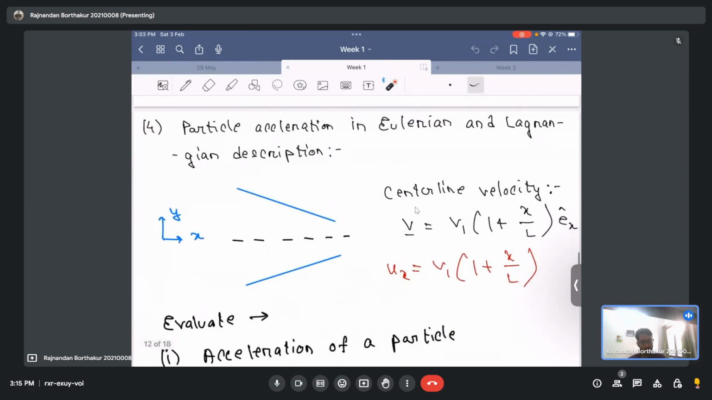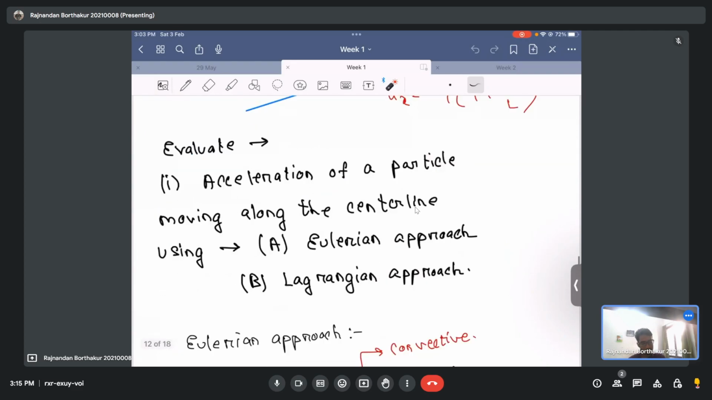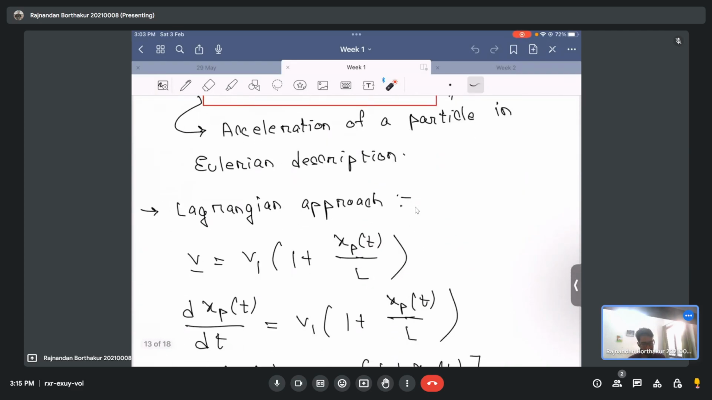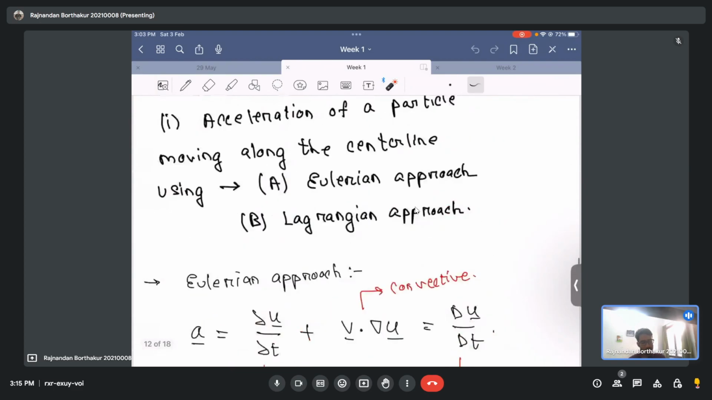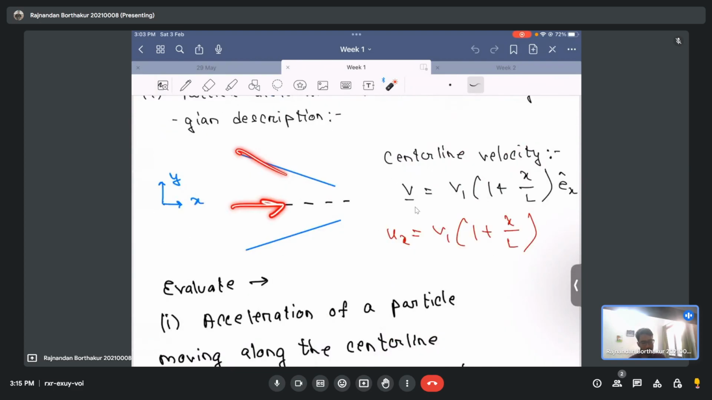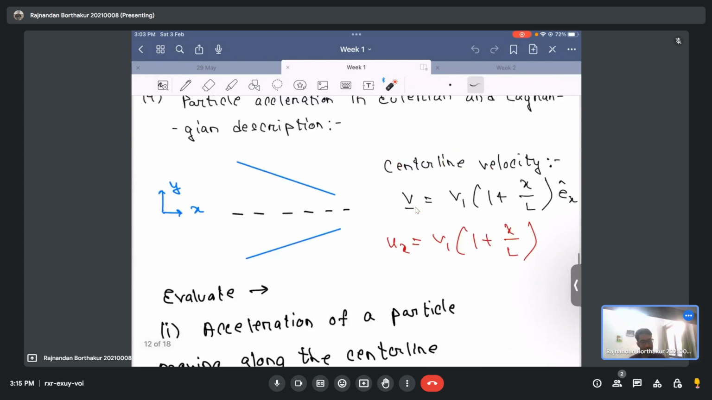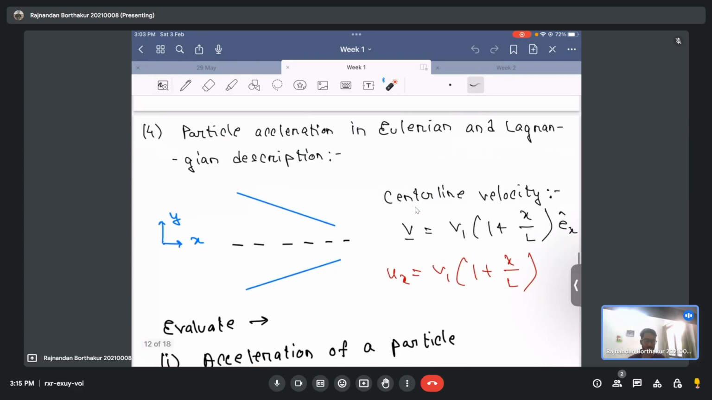Then we solved the problem that is related to the Eulerian and Lagrangian approach. This was a good problem. We were given the center line velocity of a converging nozzle, and the velocity field was given to us. We were asked to calculate the acceleration of a particle moving along this center line using an Eulerian approach, and then calculate the same acceleration using the Lagrangian approach. Eventually we cross-checked our results with the fact that at x equal to 0, the Eulerian acceleration is nothing but the Lagrangian acceleration at time t equals 0.